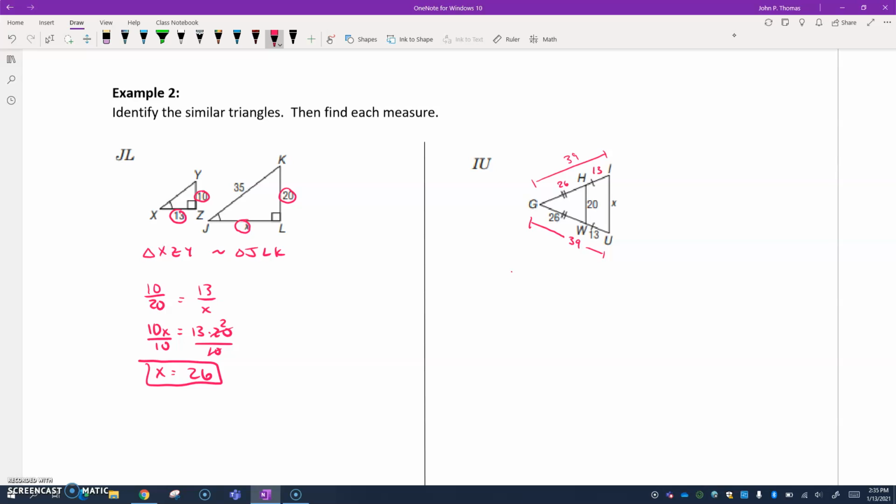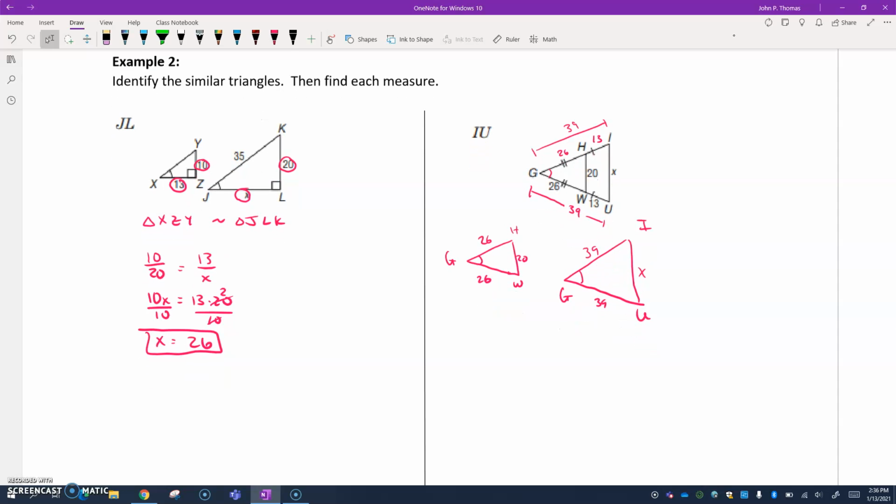So what you might find handy on this one is to pull it out into two triangles. All right, so I have G, W, H with a 26, 26, 20. And I know that I have this shared angle up here that I'm working with. Then I have the big triangle, which is GUI, and that would be 39 on both of these sides. We have that shared angle up at the top, and then we have an X on this side.